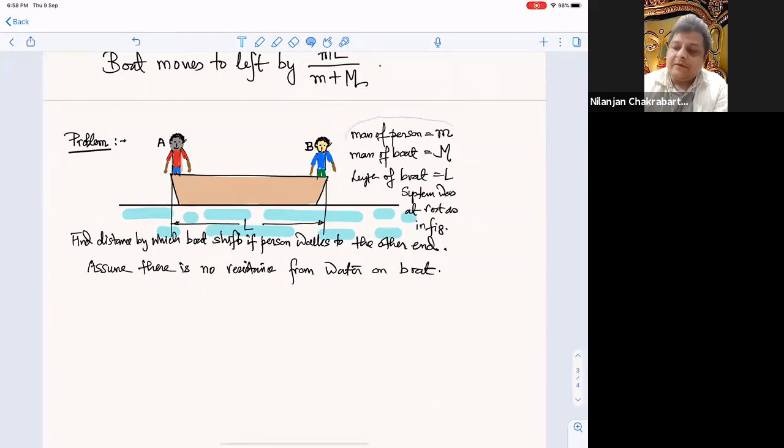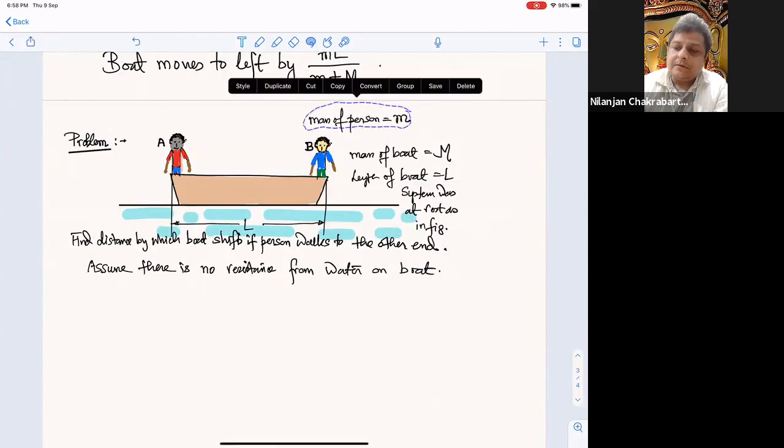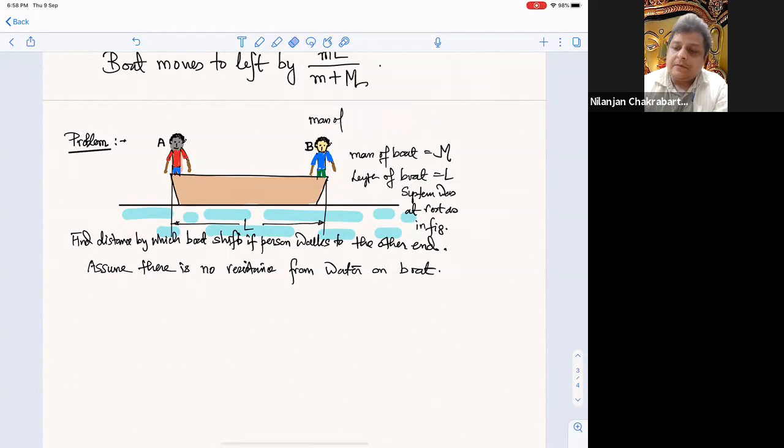Mass of A is 2m and mass of B is 3m. Okay, mass of A is m, mass of B is 3m, system at rest.